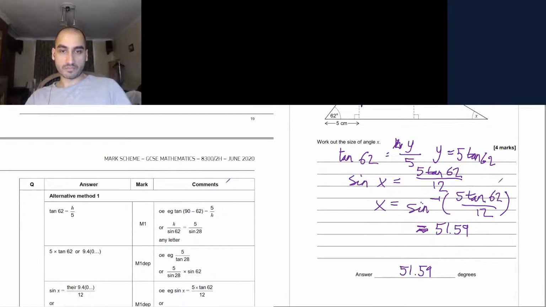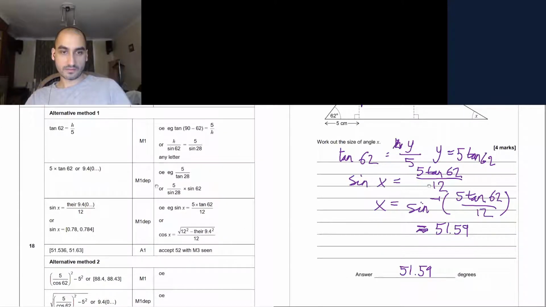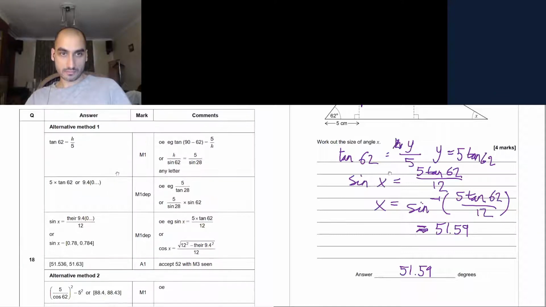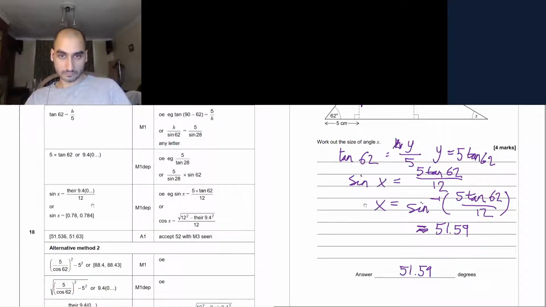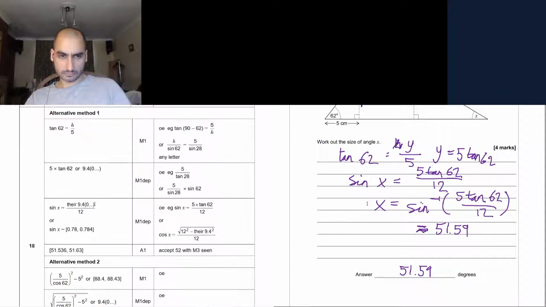Alright, 51.59. Oh, they accept a range. Okay. So between 51 and... Okay. Between 51.5 and 51.6, they'll accept. Okay then.